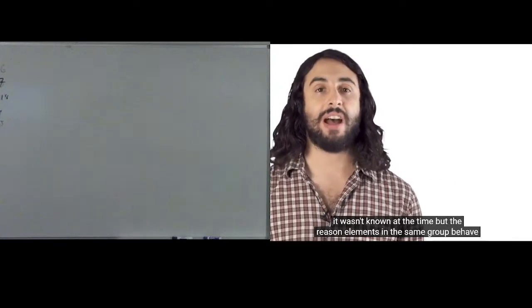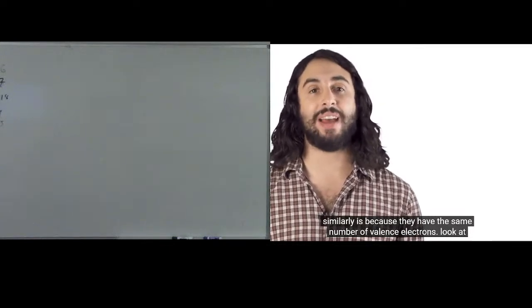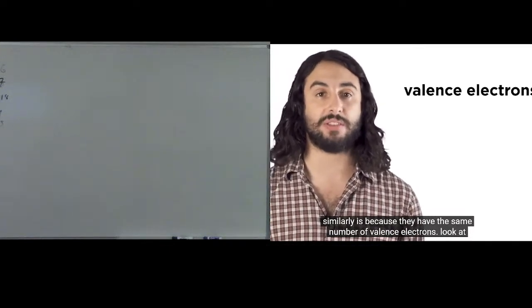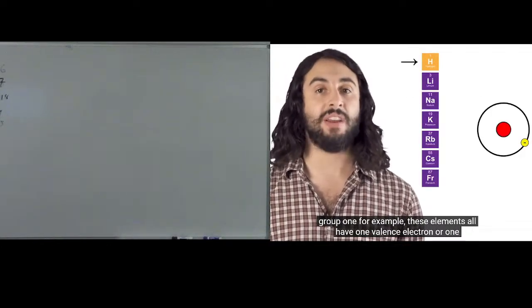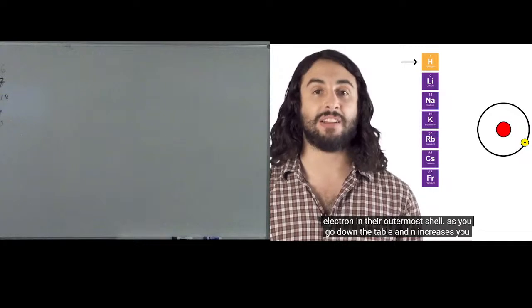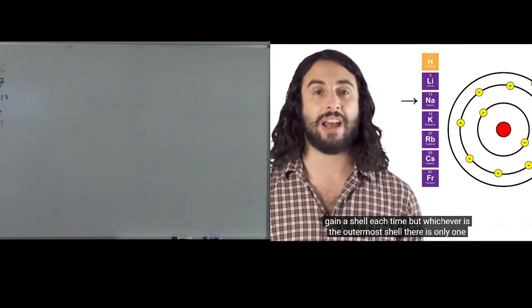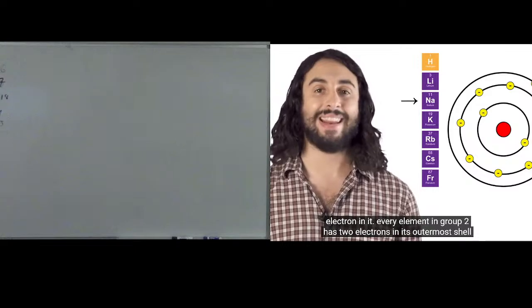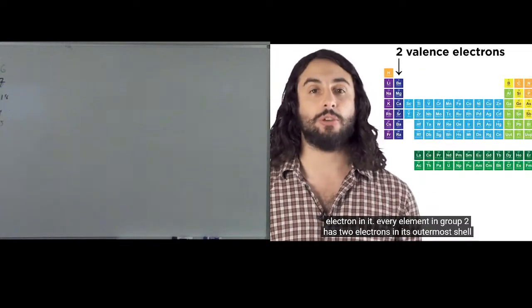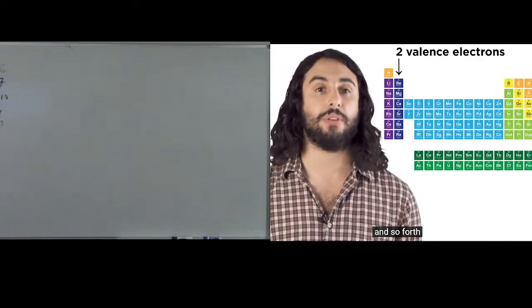It wasn't known at the time, but the reason elements in the same group behave similarly is because they have the same number of valence electrons. Look at group 1, for example. These elements all have one valence electron, or one electron in their outermost shell. As you go down the table and n increases, you gain a shell each time, but whichever is the outermost shell, there is only one electron in it. Every element in group 2 has 2 electrons in its outermost shell, and so forth.